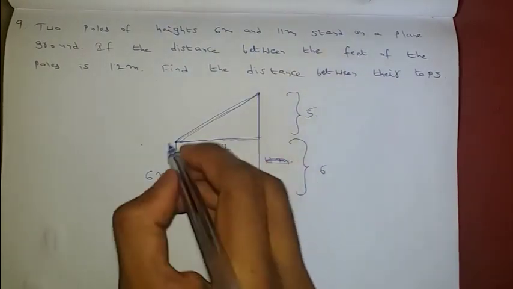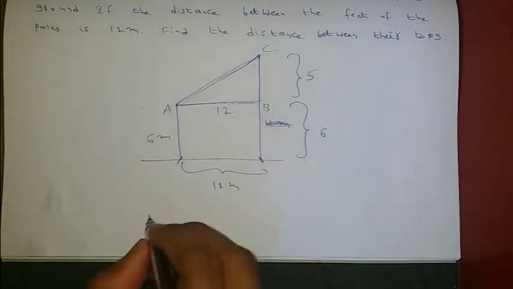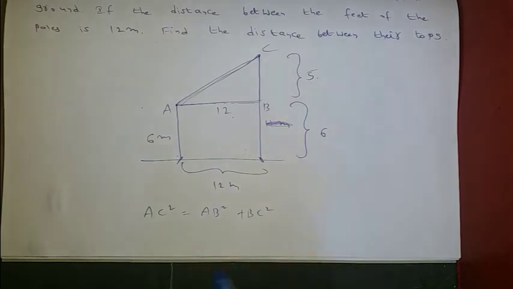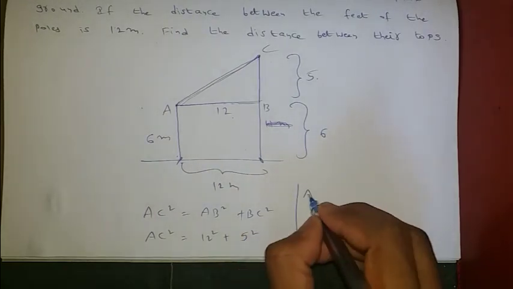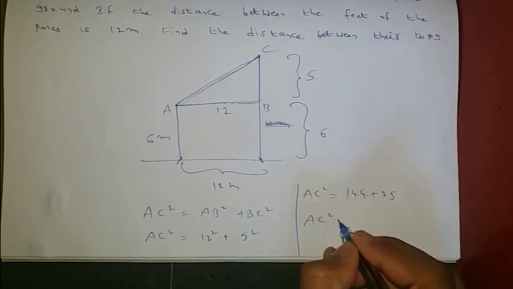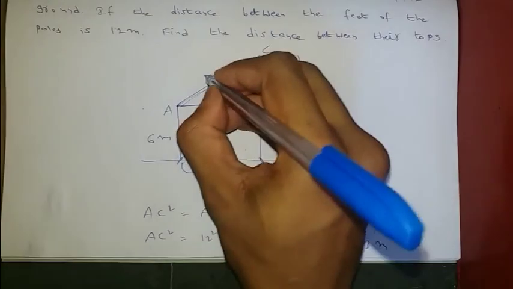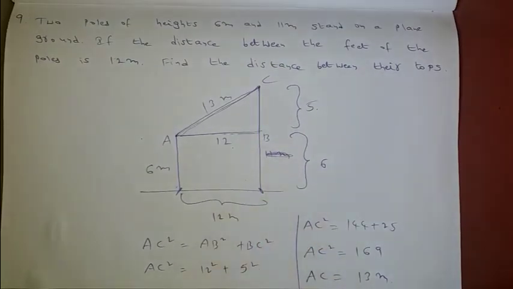By using the Pythagoras theorem, AC square equals AB square plus BC square. AC square we don't know, AB is 12, so 12 square, and BC is 5, so 5 square. So AC square equals 144 plus 25. So AC square equals 169. AC equals 13 meters. So the distance between their tops is 13 meters.